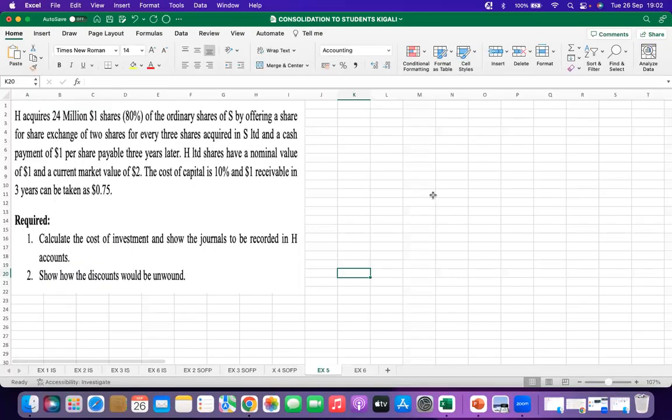Can you just confirm through chat, anybody randomly? Can you see the Excel sheet through the chat so that we move on? Chat, please. Can you see the Excel sheet?